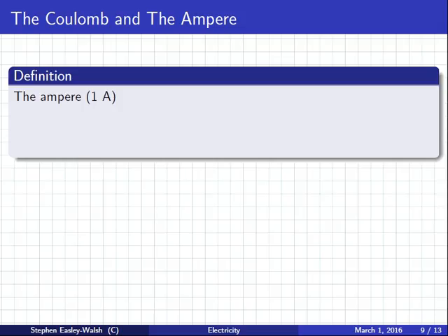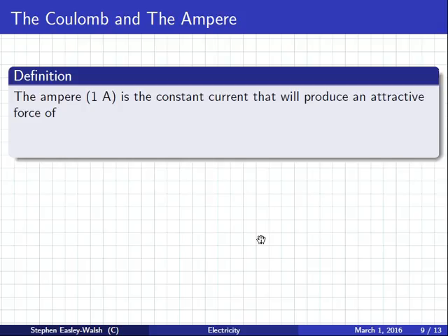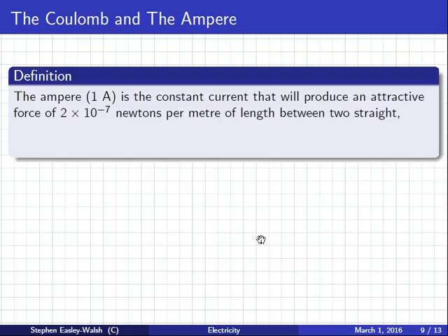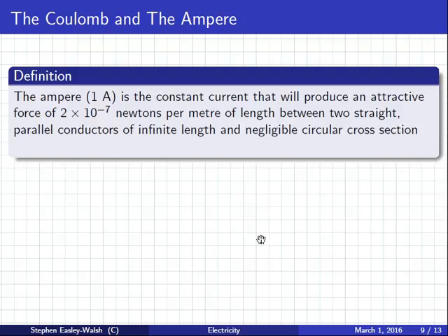The amp. Have you heard of amps before? Yeah. So the amp is a measure of current, and the definition of an amp is a very, very technical definition. You have 1 amp if you have this much force between 2 straight wires carrying an amp.